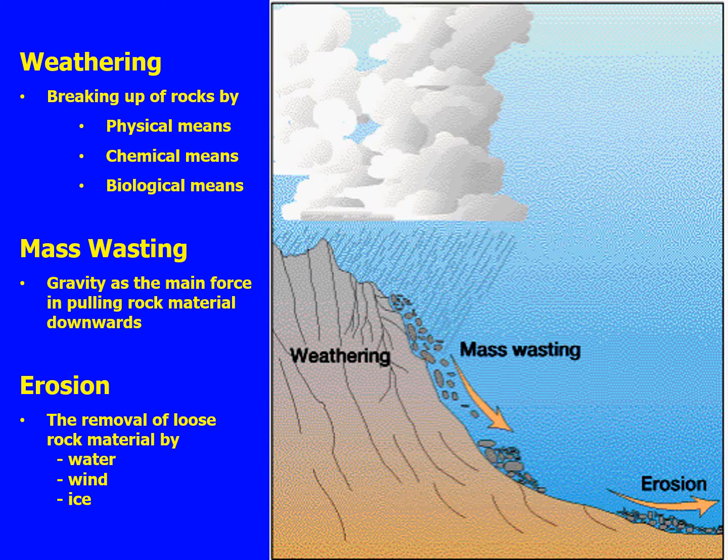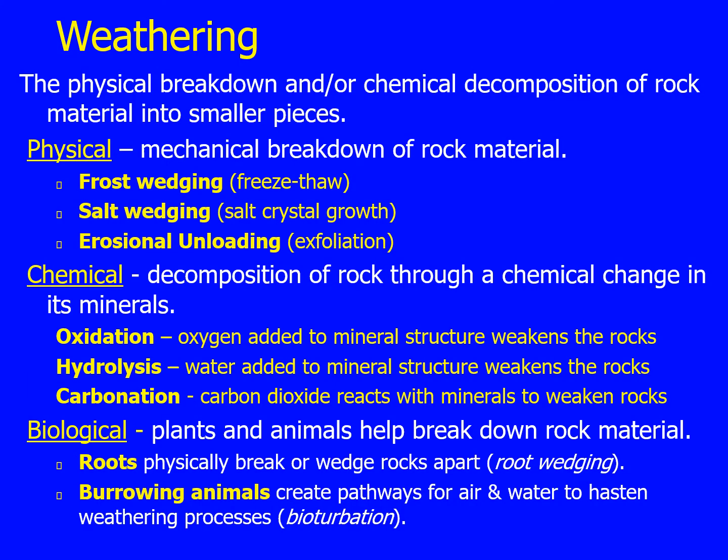So, weathering, mass wasting, and erosion, those are the three main components of these external processes. Weathering means the breaking up of rock by physical, chemical, or biological means, so breaking up big rocks into smaller rocks. Mass wasting means gravity doing most of the work, pulling down rock material from high places to low places. And erosion refers to the removal and transportation of this loose material, again, from higher places to low places. But rather than just by gravity, this is aided by the presence of flowing water or wind or ice. So we'll look at these individually here in just a second.